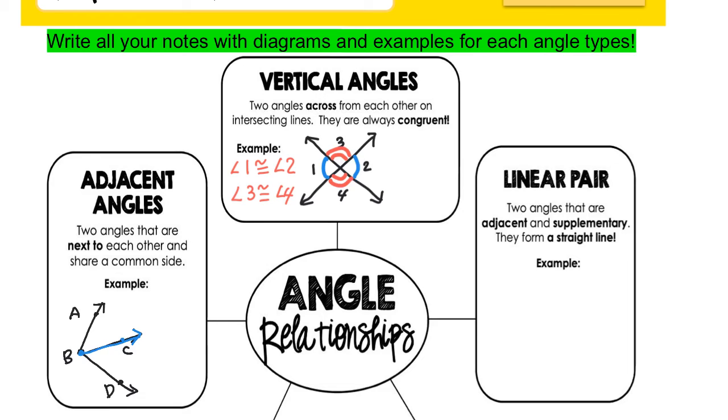So let's say if we have angle 1 and angle 2, they are adjacent angles. Or angle ABC and angle CBD, they are adjacent angles. They stick together right next to each other. All right, and next we're gonna move on to complementary angles.